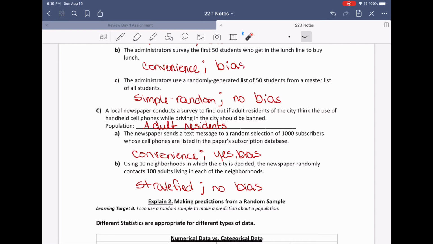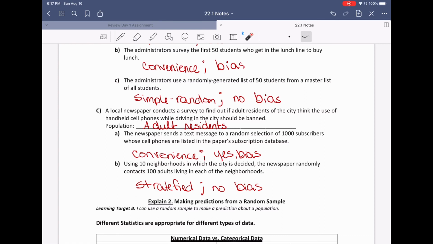Now, is there a bias? Yes, and I just told you why. Because we are looking at convenience based on those who have a subscription. Not every adult resident has a subscription to a newspaper, so this survey is probably not going to get out to as many people as it should, right? If you said something different, if you believe different, let me know.